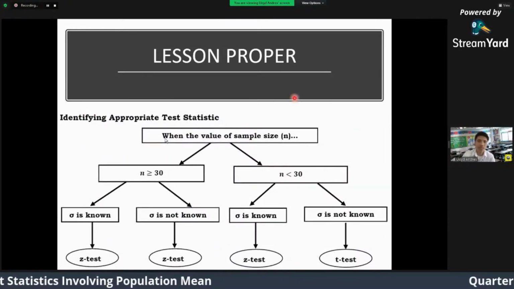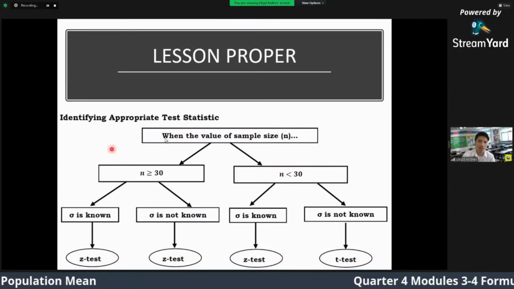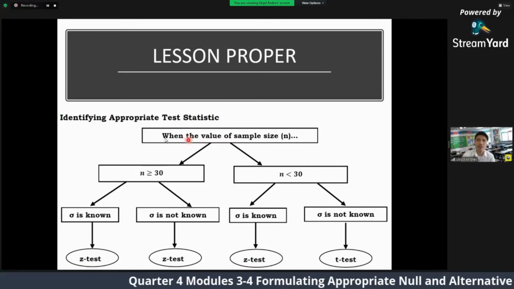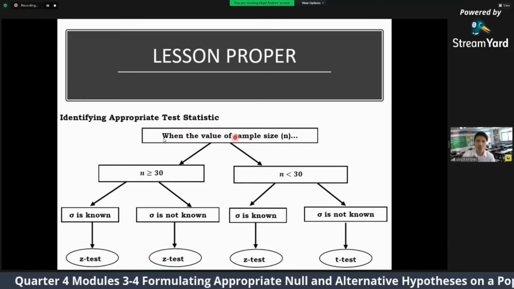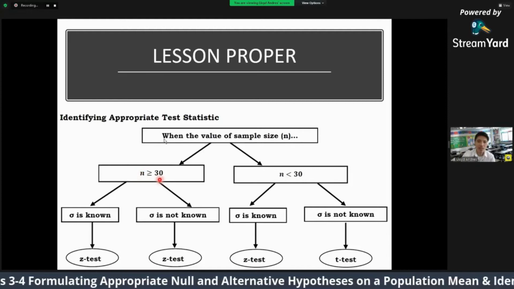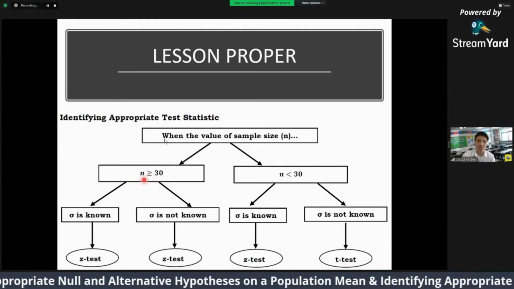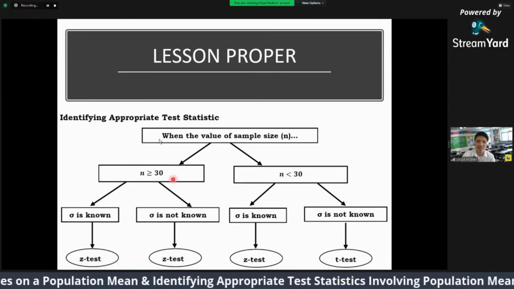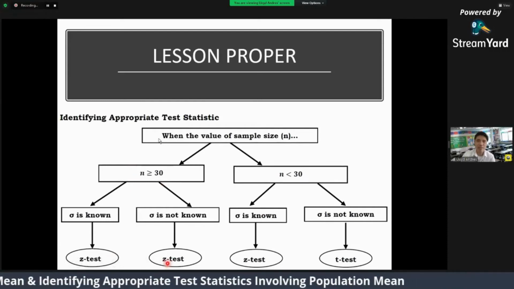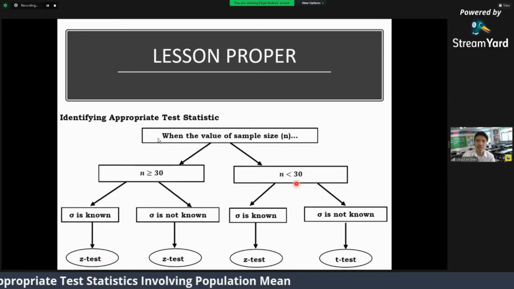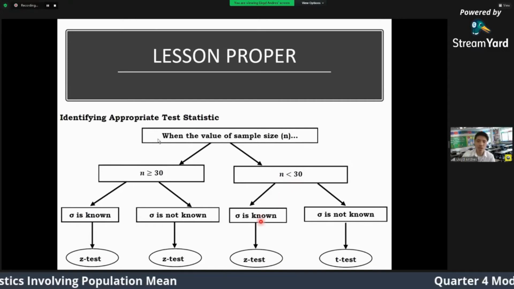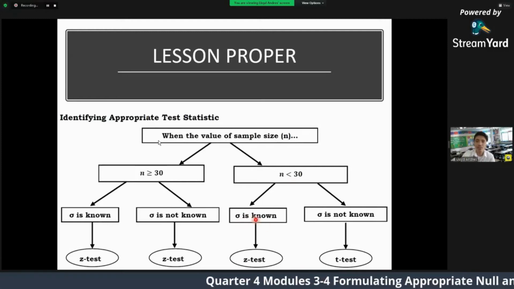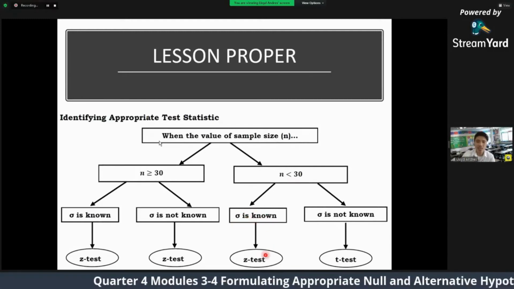So as a flow chart kumbaga, this is how to identify appropriate test statistic. So first, determine first sample size nimo. Kung greater than or equal to 30, wala na kay question. Known or unknown, z-test gina sila duha. Basta greater than 30, z-test. Pero kung less than 30, dili ta mag-ask. Kung known ang sample, less than 30, pero known man ang iyang standard deviation, z-test ta.